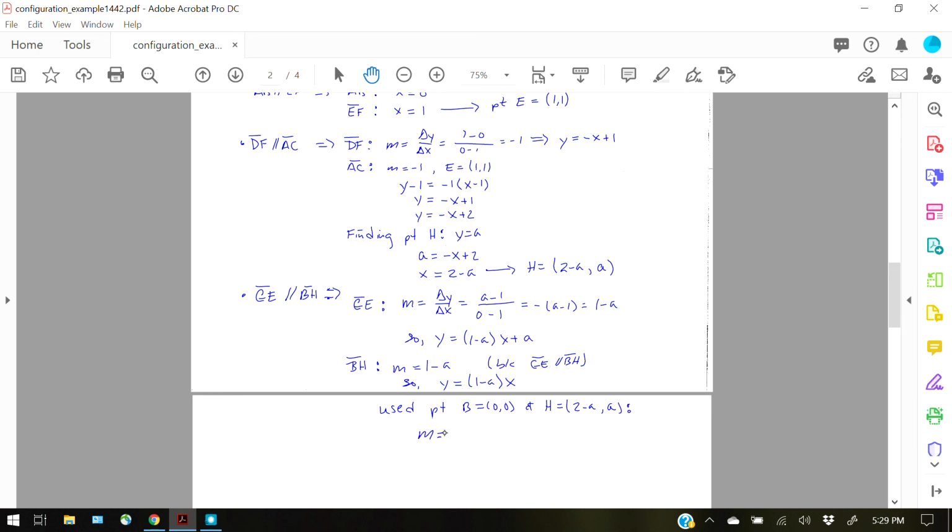Well, then our slope, it's still change in y over change in x, but the formula will be a little different. So subtract the y, so I'm going to have a minus 0, and on the bottom here for the x's, I have 2 minus a minus 0. So this is a over 2 minus a. So that's the second way to find this slope. But notice, when you plug this in, we get the equation for the line is y equals a over 2 minus a times x. But those two guys are supposed to be the same.